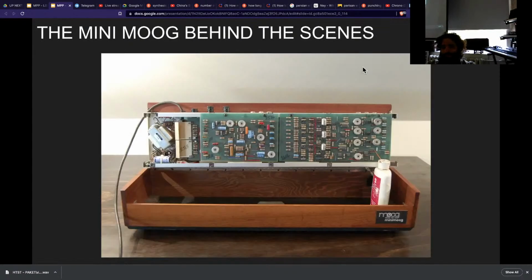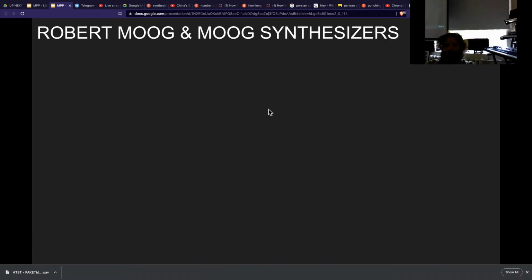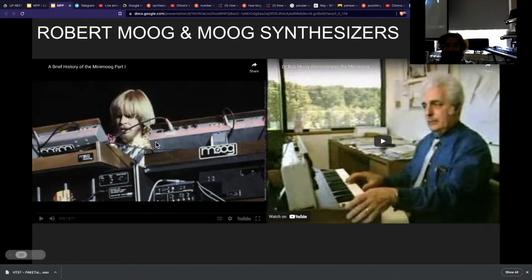And well, Mini Moog, yeah, the little Moog. This is actually the circuitry of it, and I put it here for your general consideration. Next year you will study audio electronics, and those of you who continue in the bachelor's will understand many of these components and what they mean. This is an analog synth, where the signal journeys around those paths and creates new waveforms by electronic synthesis.